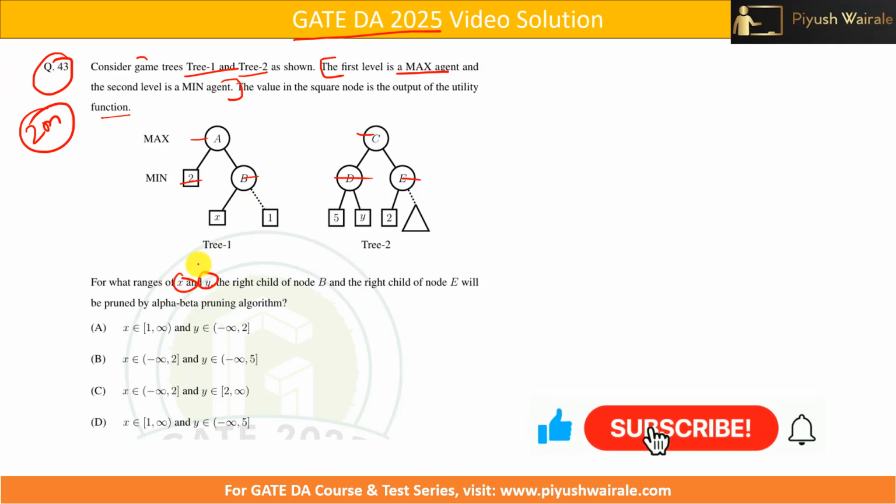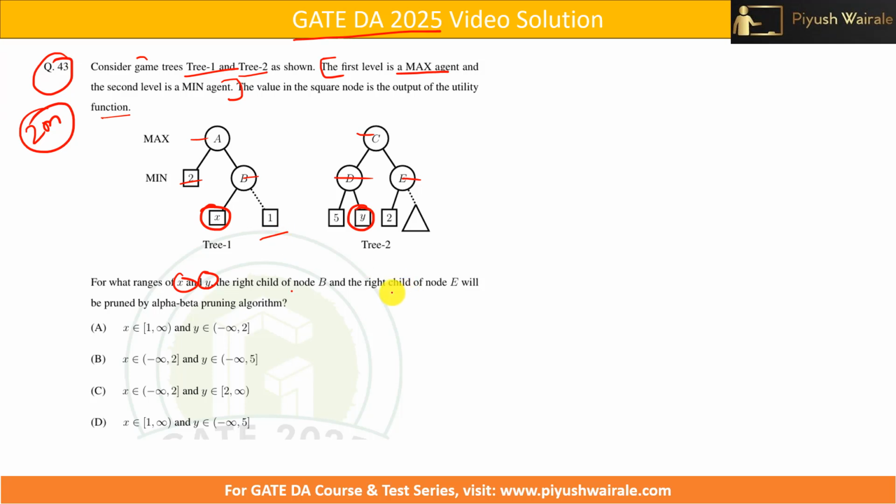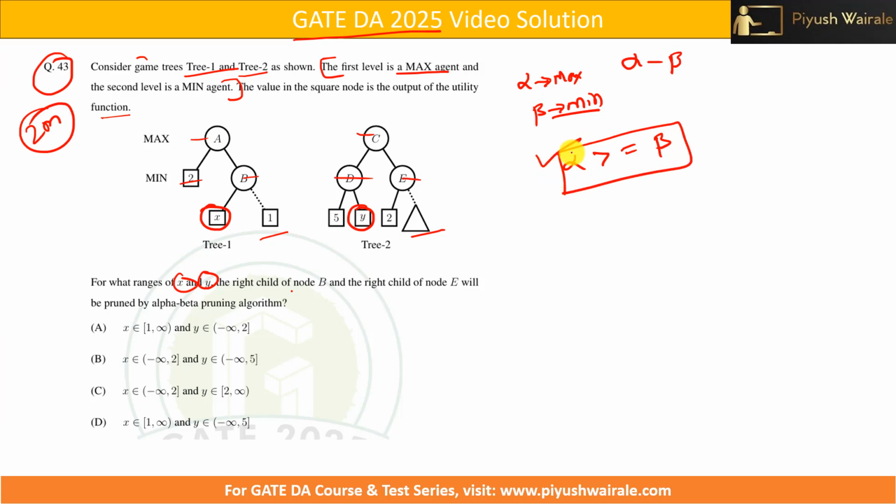For what ranges of x and y? So we need to calculate the range of x and y such that the right child node of B, this one, and the right child node of E, this one, will be pruned by the alpha beta pruning algorithm. Now, when we talk about alpha beta pruning, alpha deals with the max player and beta deals with the min player. And whenever the condition alpha is greater than or equal to beta becomes true, we are going to prune the node.